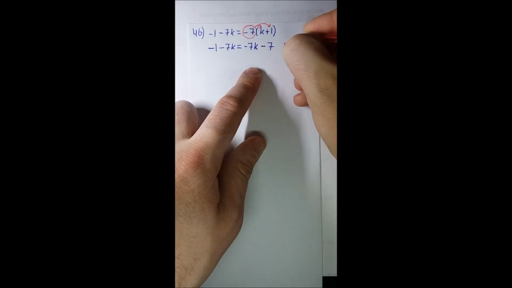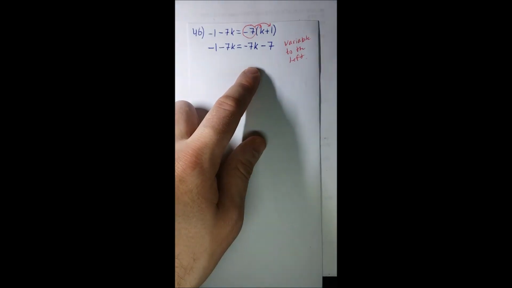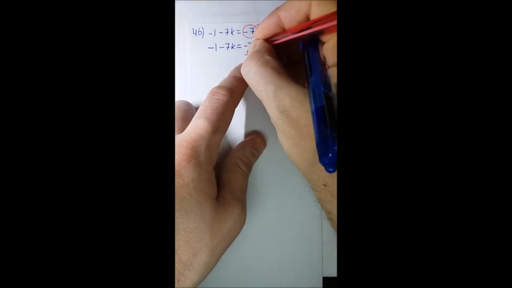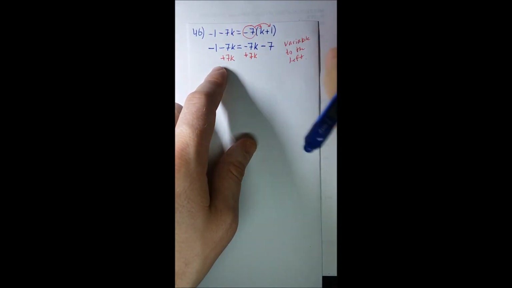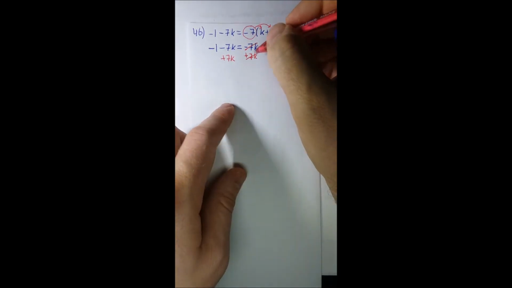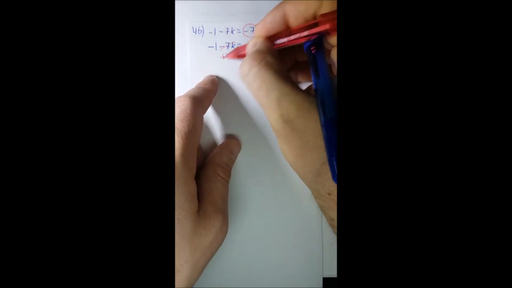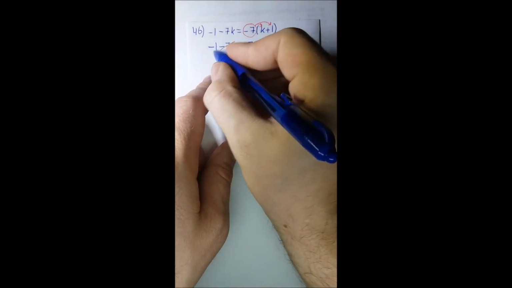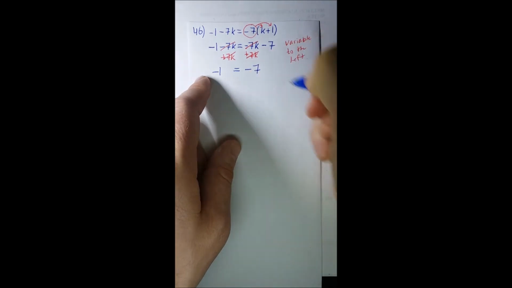So put variable to the left. Why not? You can do it to the right, doesn't matter. So how do I do that? If there's a minus 7k, guess what I'm going to do? Plus 7k plus 7k. So you added 7k to both sides. Minus 7k plus 7k, they're gone. Same thing happens on the left. Look, minus 7k and plus 7k, they're gone. So what is left? On the left side is negative 1 equals negative 7.